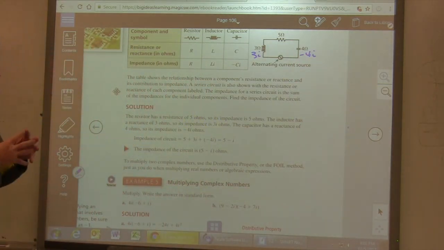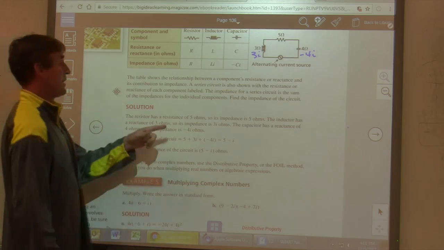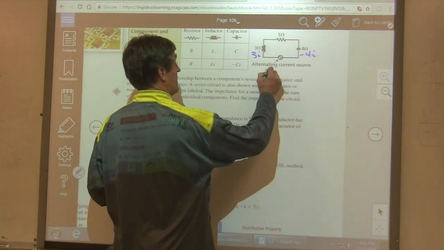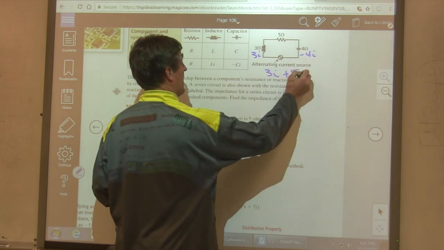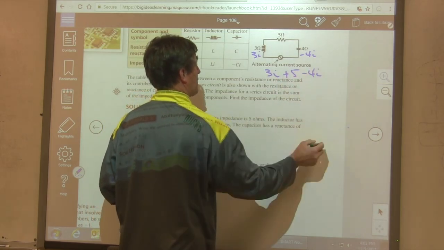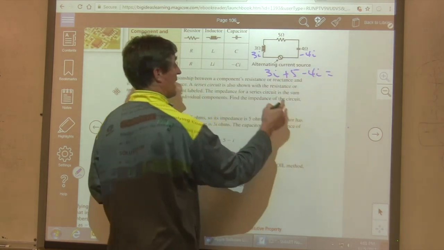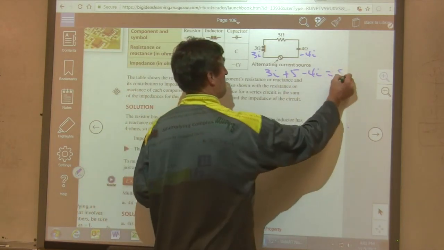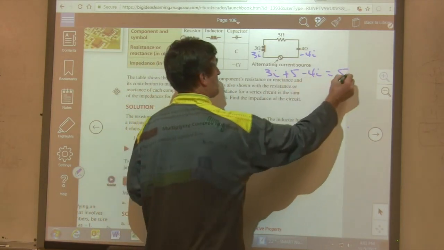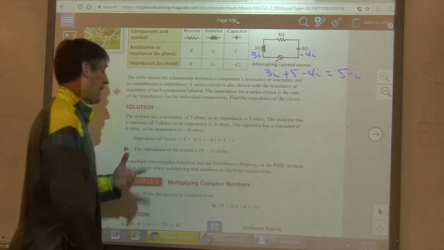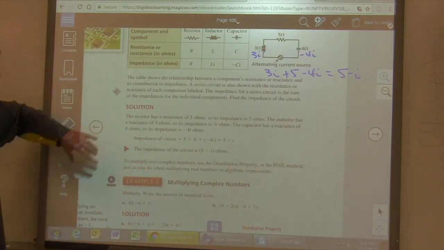So to find the total impedance, we just add those up. So it's 3i plus 5 minus 4i. And so again, we can only add the real parts, so that would be 5. And then 3i minus 4i would be a negative i, and that would be our total impedance.